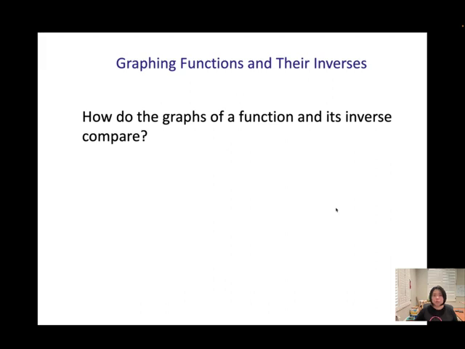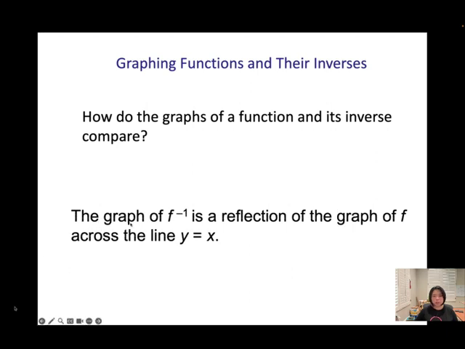And then we want to know how the graph of a function and its inverse compare. Now we want to try to graph the inverse function. How could we compare the graph of a function and its inverse function? The graph of f inverse is a reflection of the graph of f across the line y equals x. So if you know how to graph your function f, you could draw the line y equals x, which looks like that. And then the inverse function will be the reflection of f.